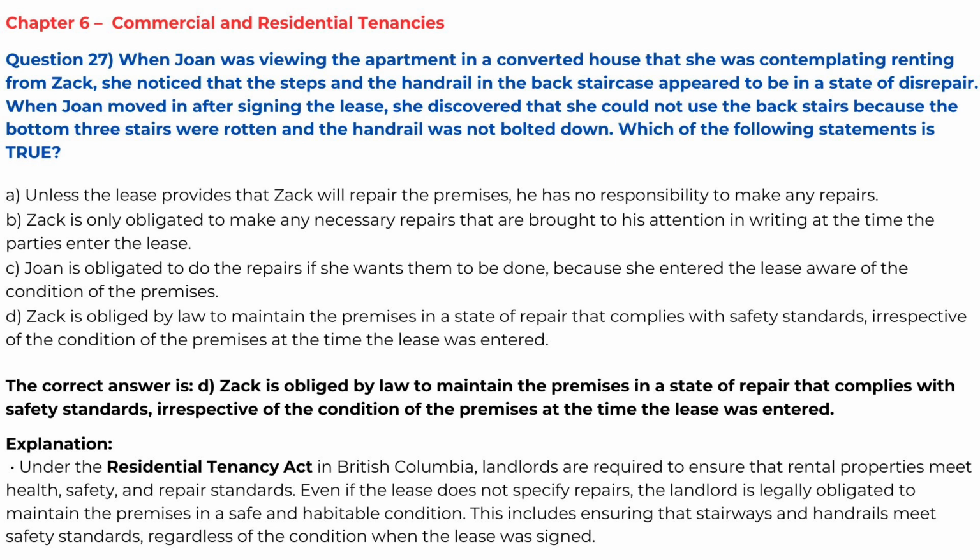Zach is obliged by law to maintain the premises in a state of repair that complies with safety standards, irrespective of the condition of the premises at the time the lease was entered. Explanation. Under the Residential Tenancy Act in British Columbia, landlords are required to ensure that rental properties meet health, safety, and repair standards. Even if the lease does not specify repairs, the landlord is legally obligated to maintain the premises in a safe and habitable condition. This includes ensuring that stairways and handrails meet safety standards, regardless of the condition when the lease was signed.